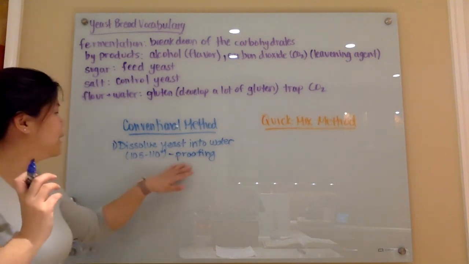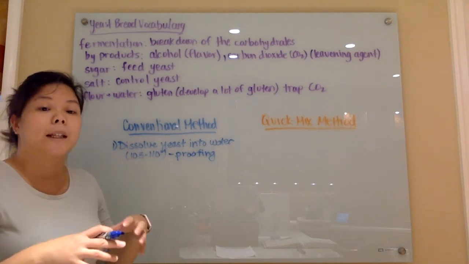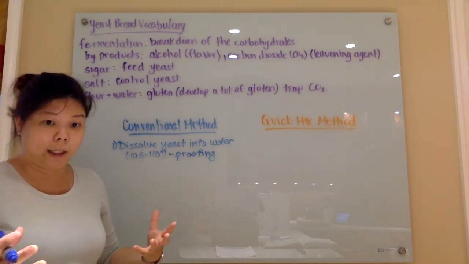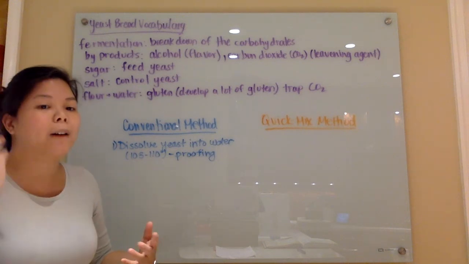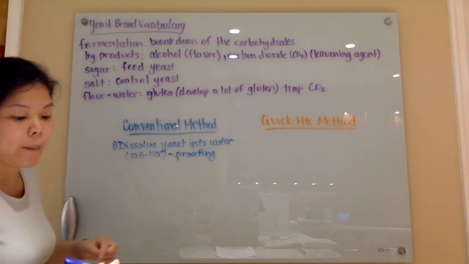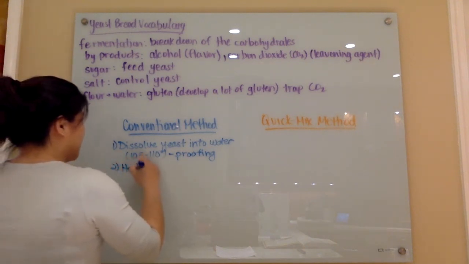So in this conventional proofing method, I put that yeast into the water and let it grow, and so I know that yeast is actually working. So if you have older yeast and you're not sure if it's still good, this is a good way to go. But after that, I'm going to heat any other kinds of liquids I have.